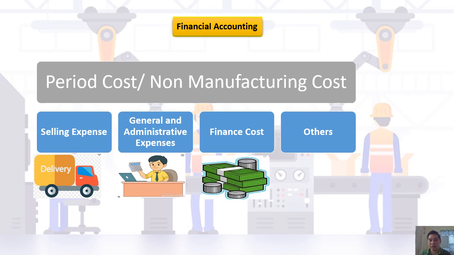And others, lahat ng hindi mo na-classify dun sa tatlo, ilalagay mo dyan dito. So, etc. Example niyan, tax expense, or gain or loss on something. So, ilalagay po natin yan sa others.